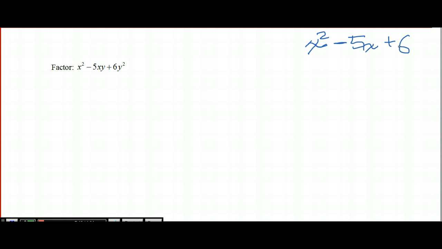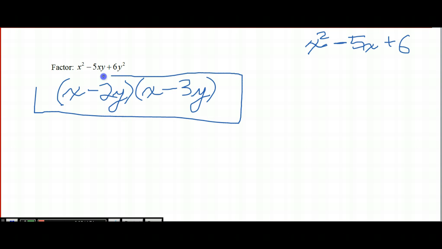The only difference here is that, okay, well, let's take the x and the x. That doesn't change, all right? But, okay, instead of having a -2 and a -3, it's going to be a -2y and a -3y. Everything else is exactly the same. -2xy minus 3xy gives us -5xy, and -2y times -3y gives us positive 6y squared. That is it.